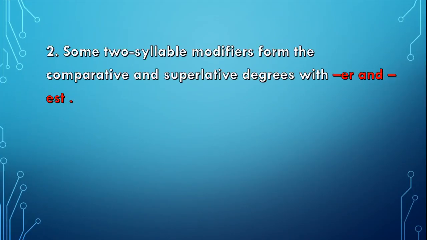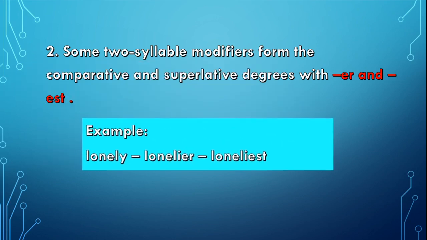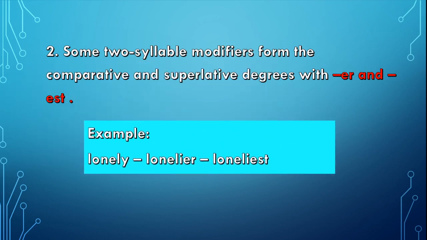Number 2. Some two-syllable modifiers form the comparative and superlative degrees with ER and EST. Again, some. Example: lonely. The word lonely has 2 syllables. Lonely, lonelier, loneliest.